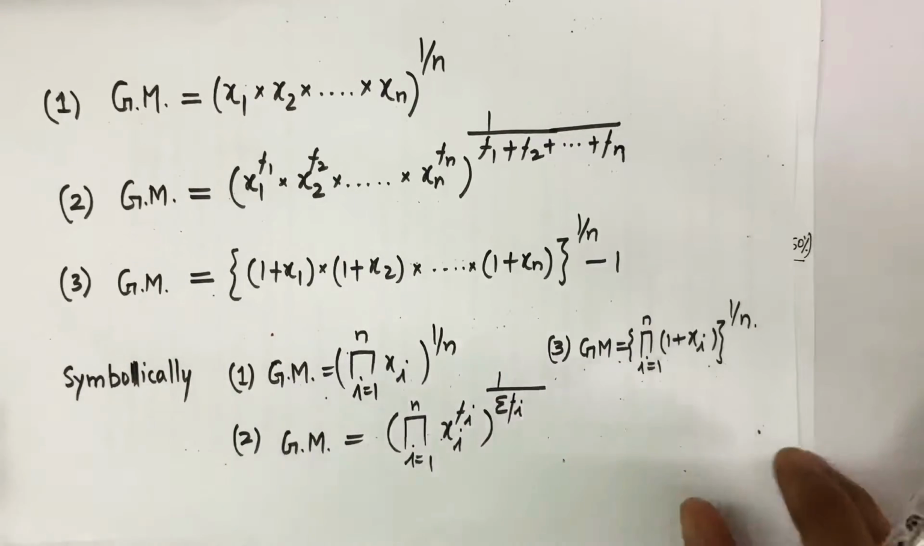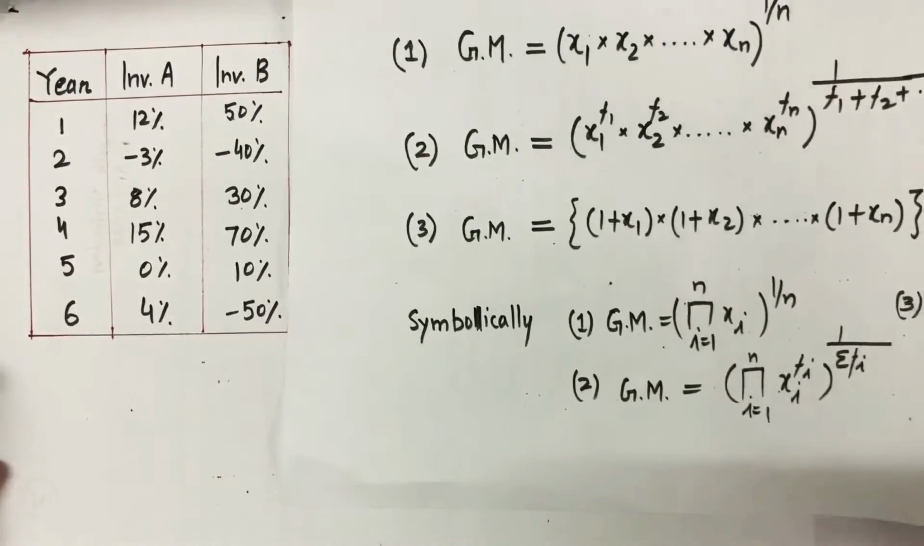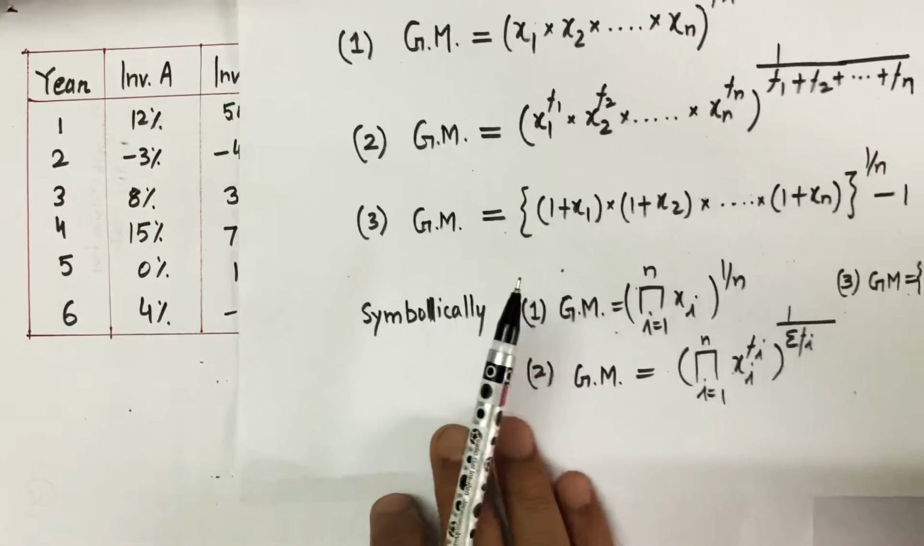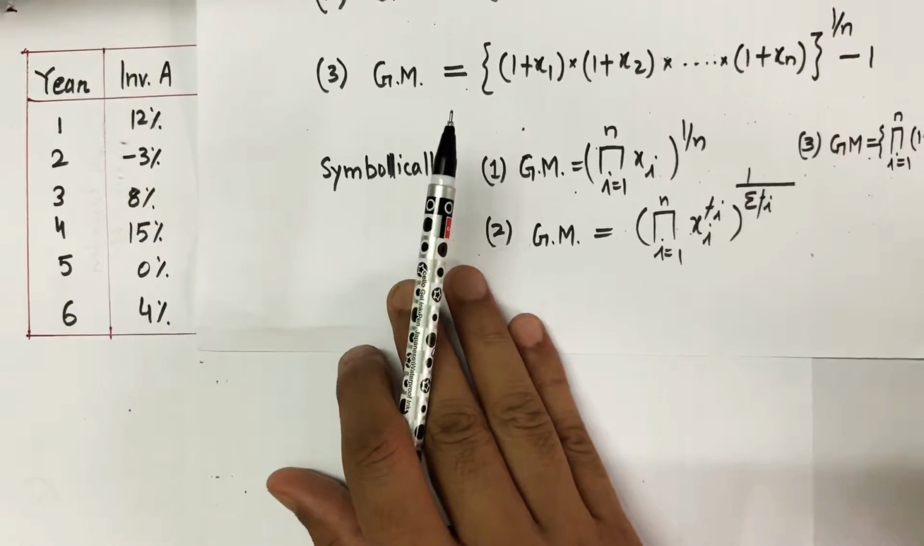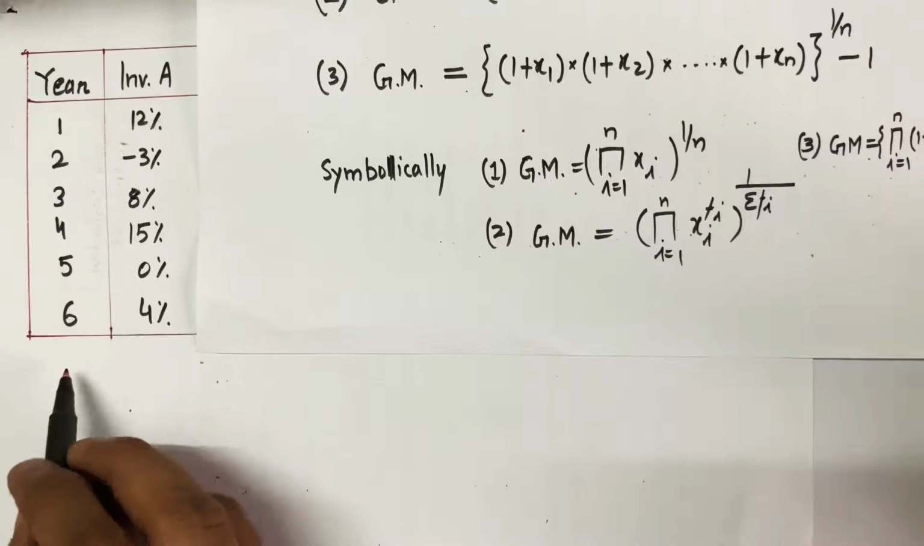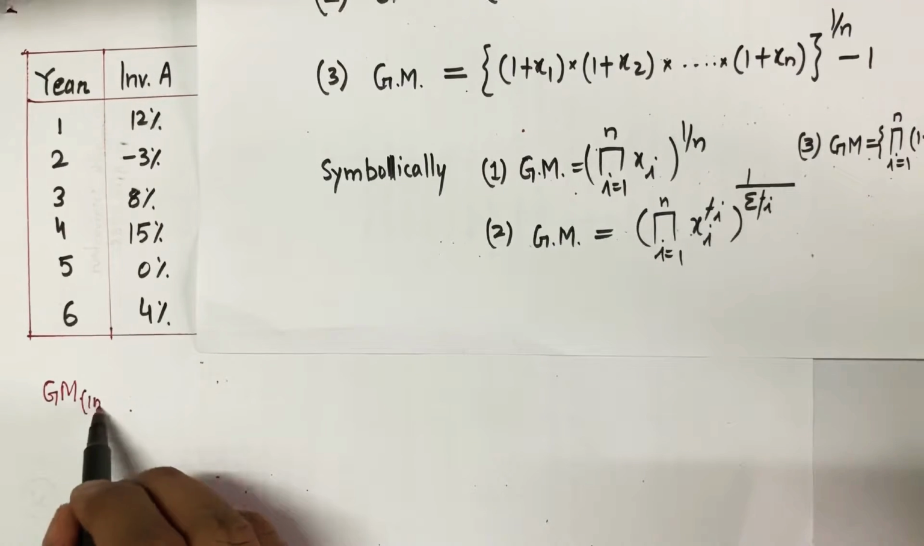So let's apply formula number 3 in this particular problem. I'll try to show both the things. I hope it is visible. Okay. Now let's use the geometric mean. So I'm trying to keep formula 3 in focus. Let's calculate geometric mean for investment A first of all.